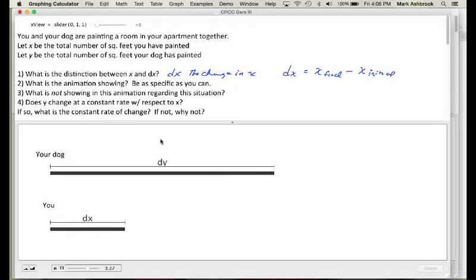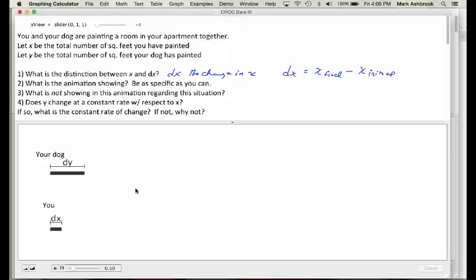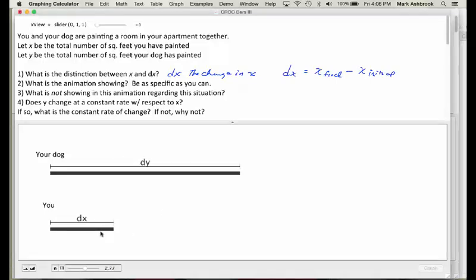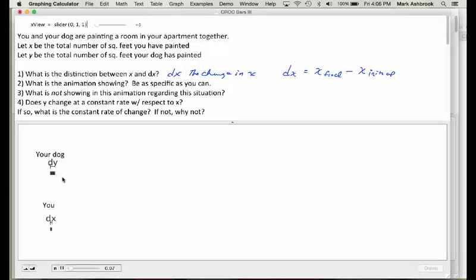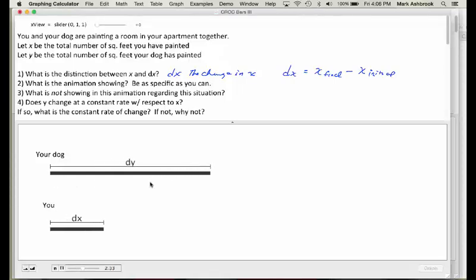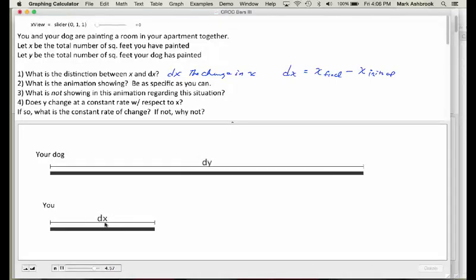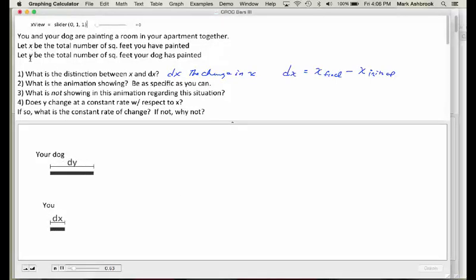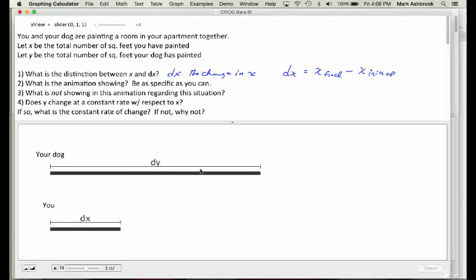And one question I asked was, are dx and dy constant values or are those variables? Well, clearly what we're showing in this animation is that those are varying quantities. dx here is shown to be increasing in magnitude, and for any given value of dx, dy has a corresponding value, and those are increasing as well. So dx and dy are new variables that come from the variables x and y. So this is showing that your dog paints more than you.